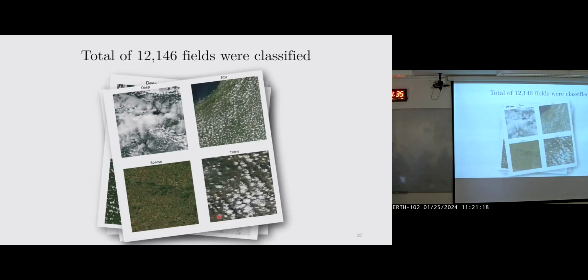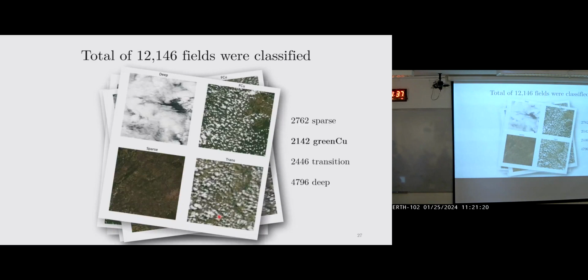And so we end up with a bunch of images like this that are visually classified, with a little more than 2,000 images in each category, and a factor of 2 more in the deep convective clouds. How many junks? Hard to remember, but it's around 6,000. Do you have a picture of junk?